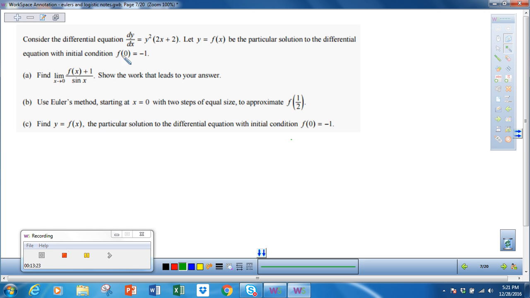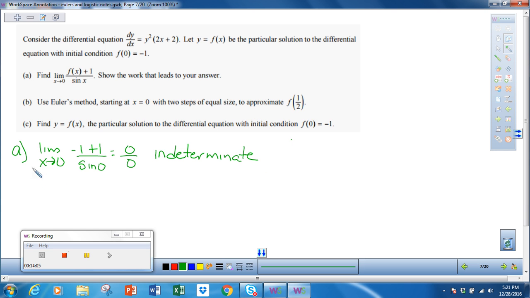We're taking the limit as x approaches 0. So we just need to know what f of 0 is, doing a direct substitution. So if I do a direct substitution, I get the limit as x approaches 0 of f of x. So f of 0 is -1. I get -1 plus 1 over the sine of 0. And I get 0 over 0. What do we know about 0 over 0? What type of form is it? Indeterminate. And if it's indeterminate, what do we have to use? You are correct. We're going to have to use L'Hopital.